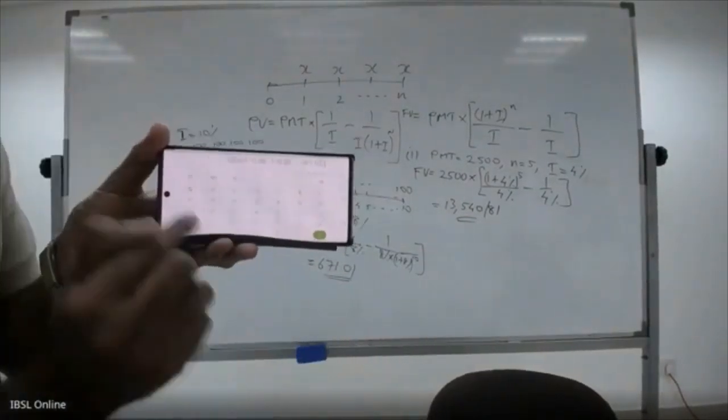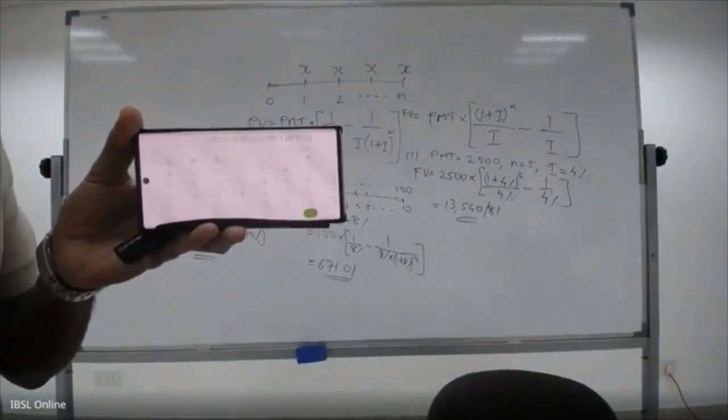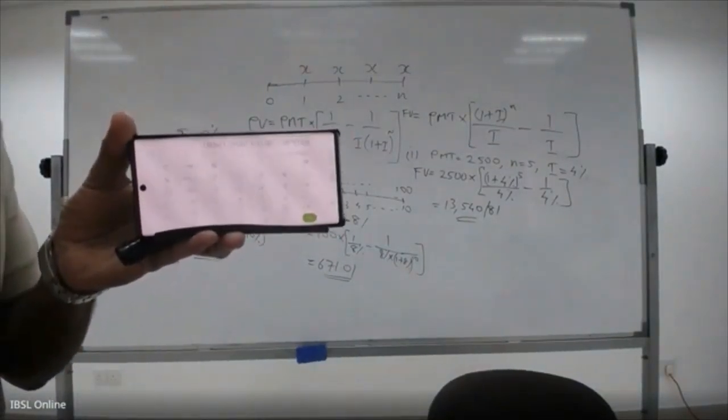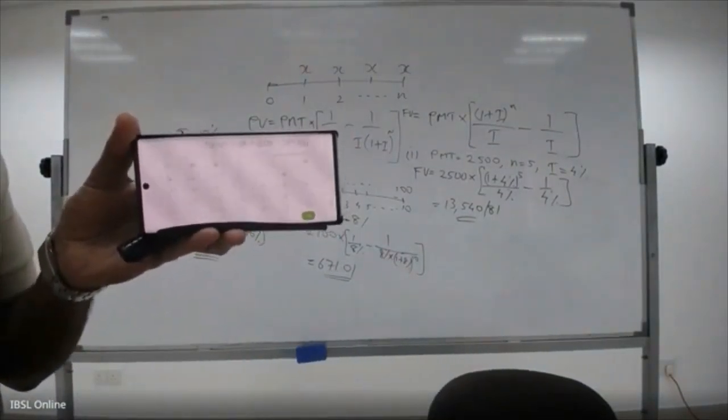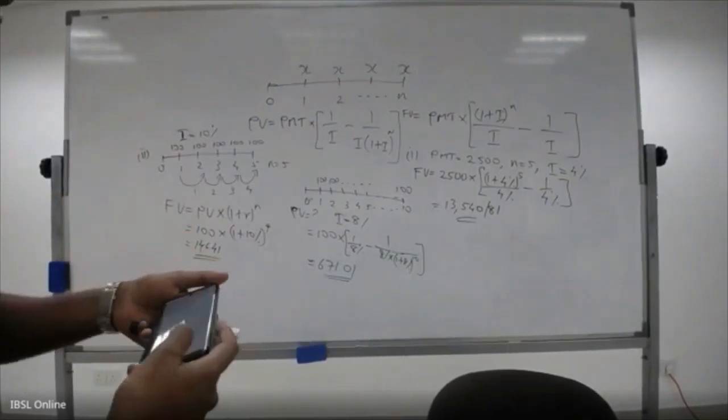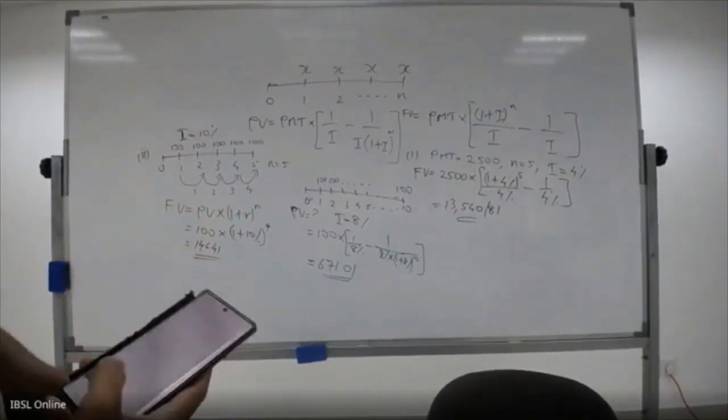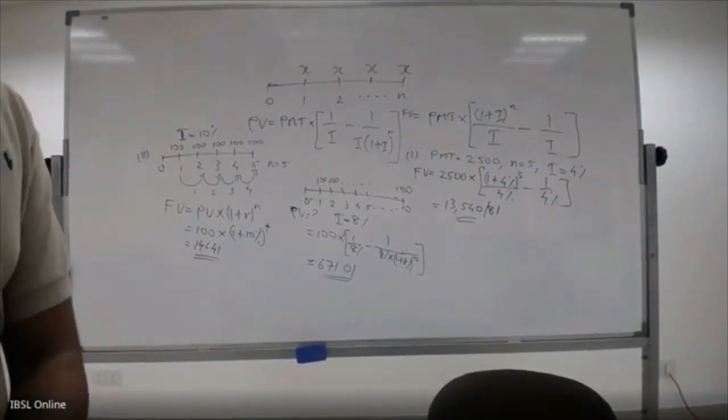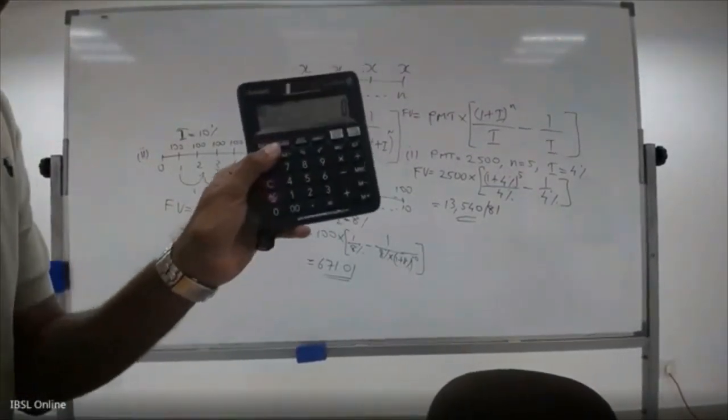On a scientific calculator, you need to type the identical thing. So make sure you buy a scientific calculator and practice. It's very difficult to do it on a calculator like this.